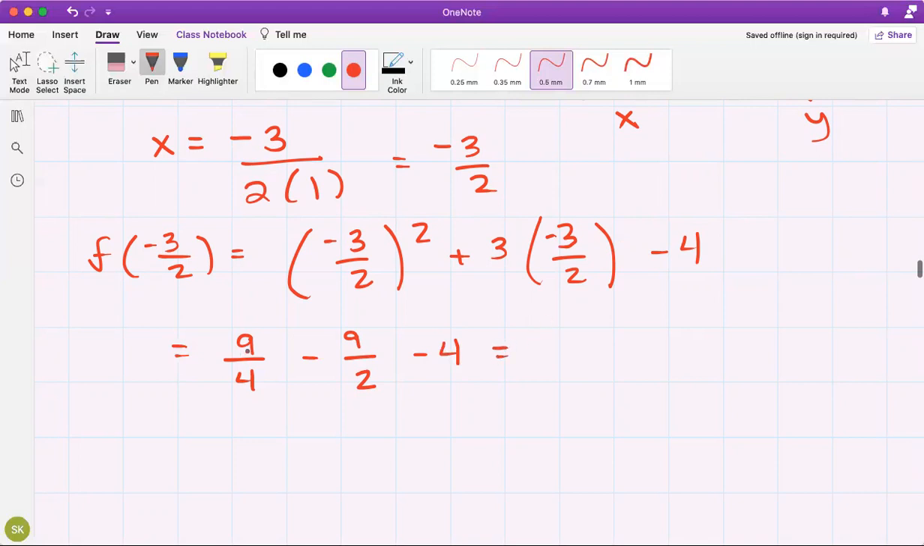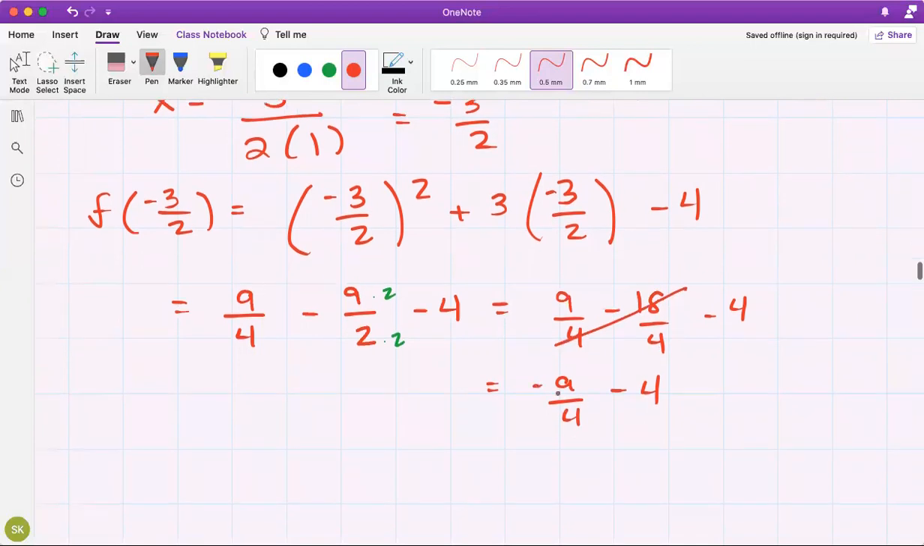Let's simplify it a little bit. I want to get the common denominator here. So I'm going to multiply this top and the bottom by 2. And I get 9 over 4 minus 18 over 4 minus 4. This becomes negative 9 over 4. Subtract 4. So I'm canceling these two by making it a negative 9 over 4.